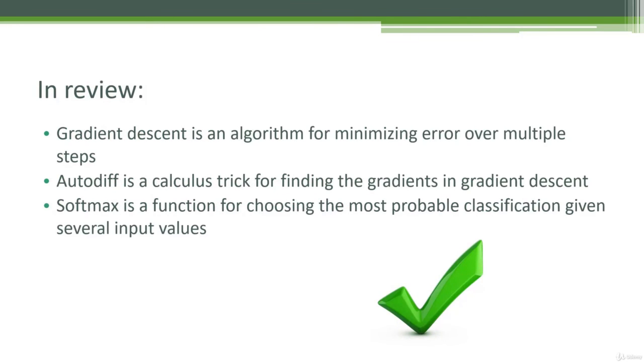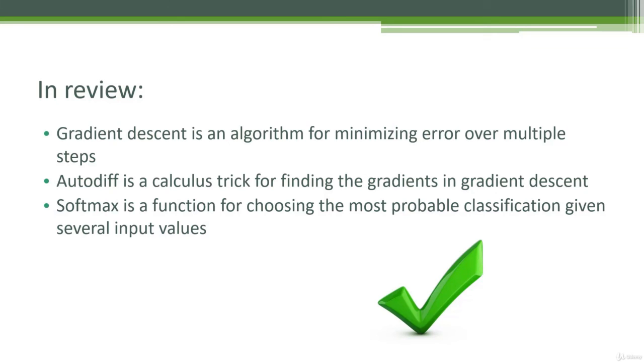So again, just to recap, gradient descent is an algorithm for minimizing error over multiple steps. Basically, we start at some random set of parameters, measure the error, move those parameters in a given direction, see if that results in more error or less error, and just try to move in the direction of minimizing error until we find the actual bottom of the curve there, where we have a set of parameters that minimizes the error of whatever it is you're trying to do.